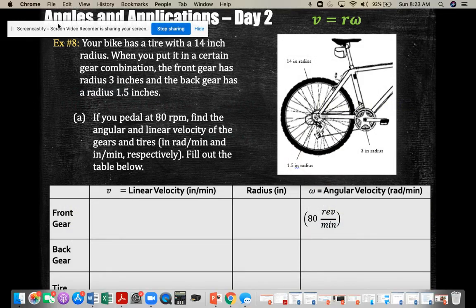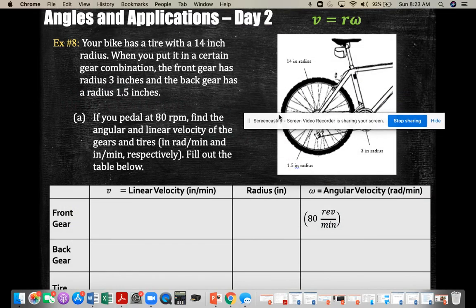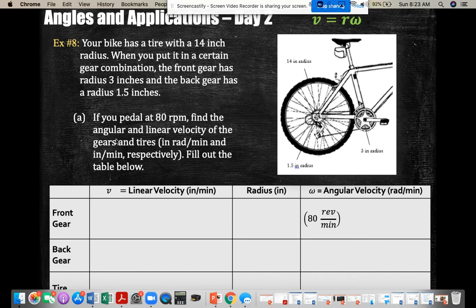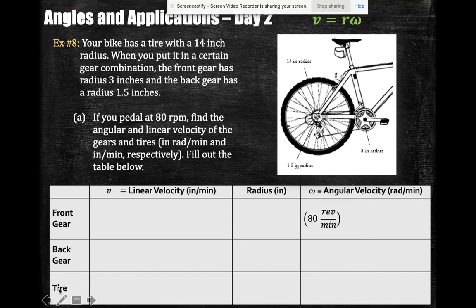Okay. So on your handout is example 8. And I think example 8 is one of the harder ones, so that's why I want to look at that one.